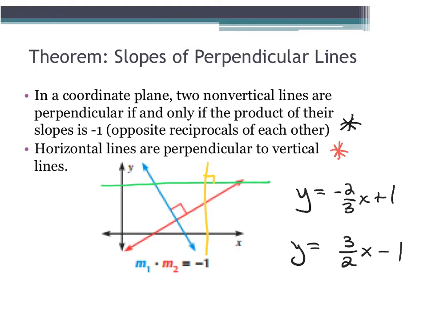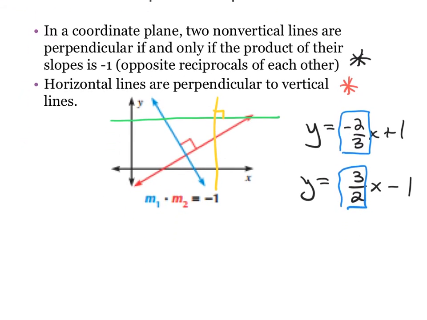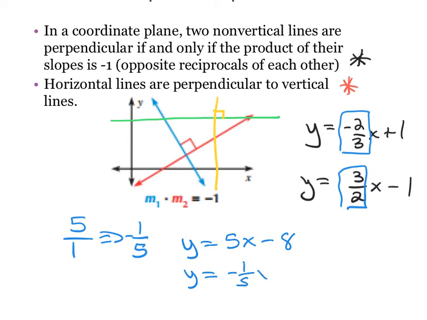What we're looking at is the number in front of x when it's in y equals mx plus b form. They have to be one positive, one negative, and they have to be reciprocals. If it's a whole number, let's say y equals 5x minus 8, I could make the whole number 5 into a fraction, 5 over 1. When I flip it to its reciprocal, that 1 goes to the top, and then you make it the opposite sign. Again, the y-intercept could be anything. So perpendicular lines have opposite signs and reciprocals. Parallel lines have the same slope.